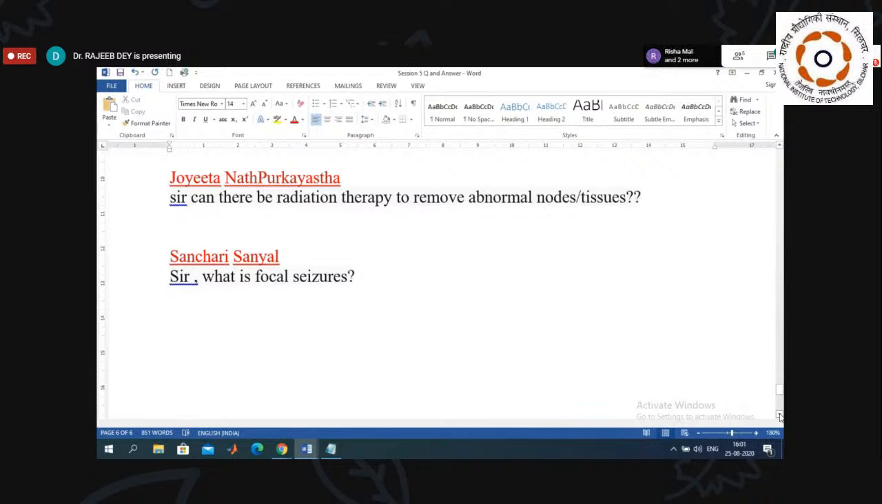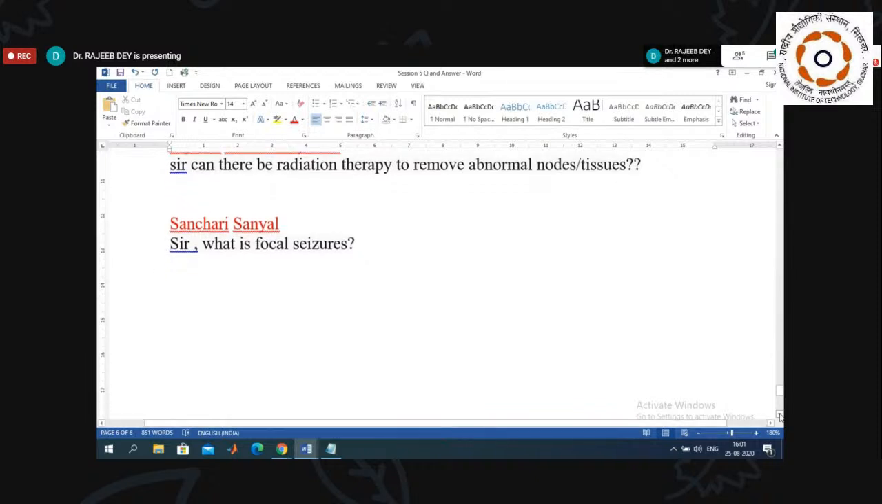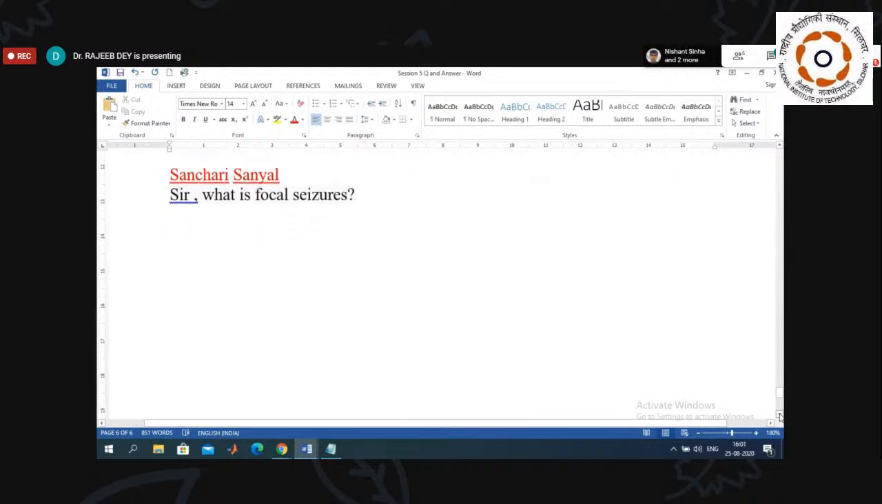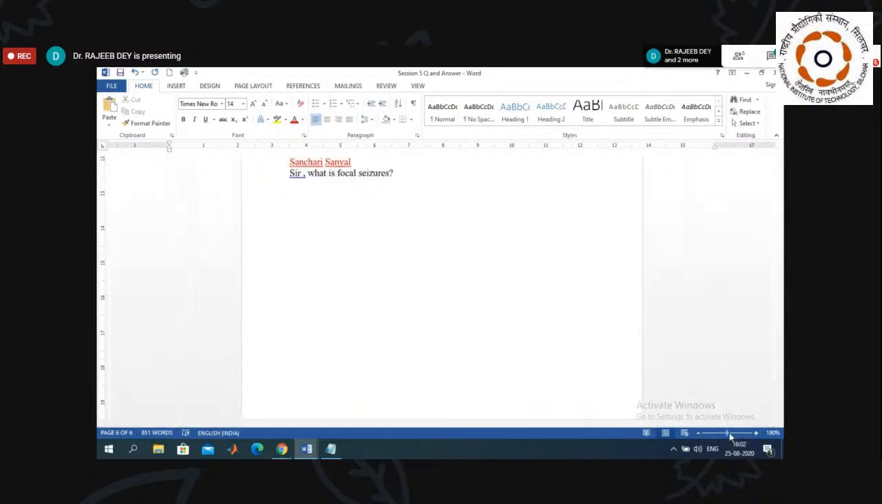Laser ablation is a well accepted technique for surgery, especially for removing the amygdala and hippocampus in the brain. It can, in theory, be used to remove abnormal tissues, and it is used to ablate the sclerotic hippocampus for performing amygdala hippocampectomy. What are focal seizures? Focal seizures are seizures which start at a particular location in the brain and then spread.